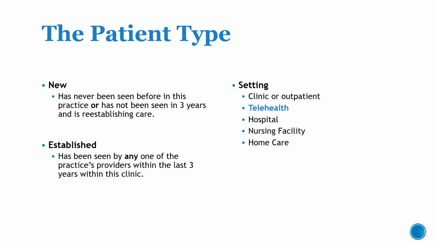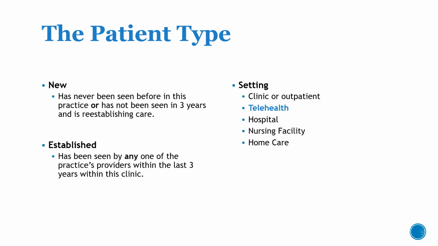A new patient is one who has not been in your office for the last 3 years. Let's say the patient is known to you but hasn't been in the office for an encounter with you in 5 years. The patient is technically reestablishing, but for coding purposes, you may utilize the new patient codes. An established patient is any patient who's been in your practice within the last 3 years.